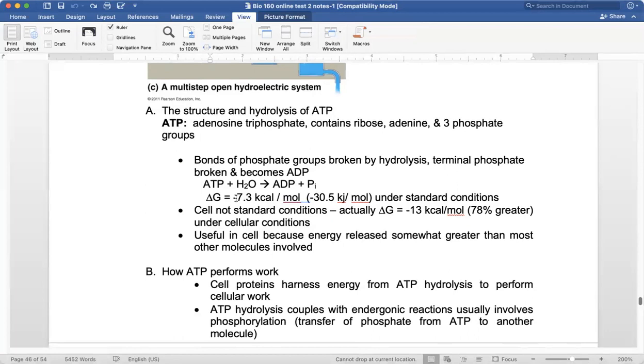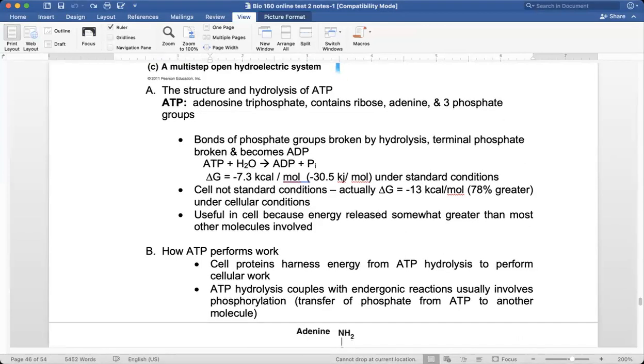So in a lab, it's going to have negative 7.3 kilocalories per mole under standard conditions as its delta G. But the cell is actually perfectly set up for this. So under cellular conditions, it's actually going to release 78% more energy. It's going to actually be 13 kilocalories per mole. So this is specifically set up to work for our cells.